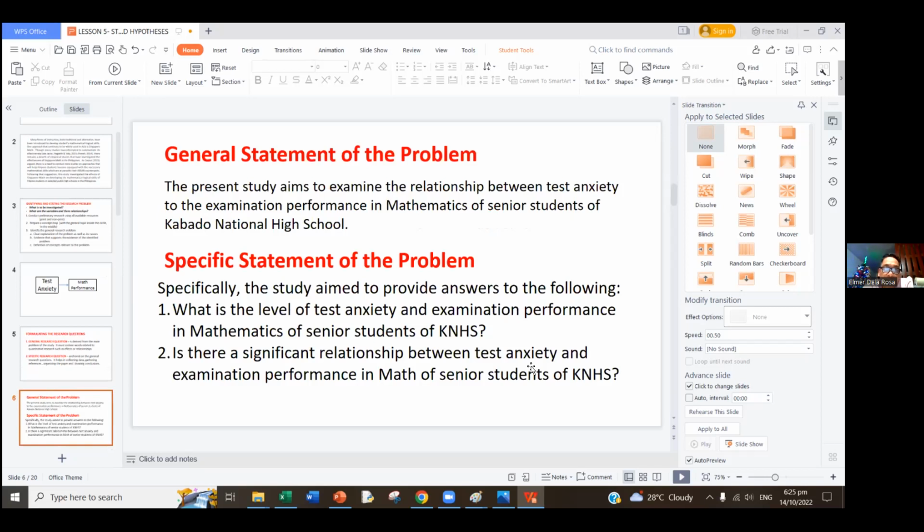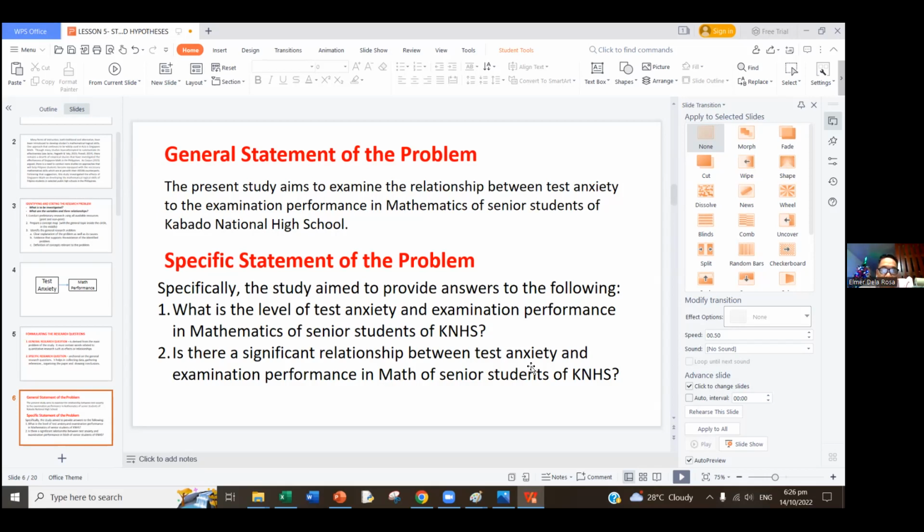The present study aims to examine the relationship between test anxiety and the examination performance in mathematics of senior students of Cabado National High School. Kaya naman pala sila kinakabahan, pati pangalan ng eskwelahan, kapangalan. So hypothetical lang 'yan, wala akong maisip kasi baka mamaya mamali yung exam, yung school. So nilagyan ko na lang ng Cabado National High School or KNHS.